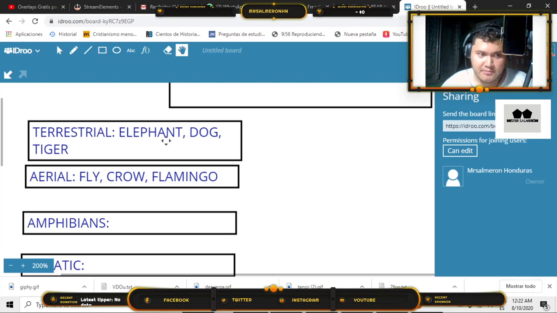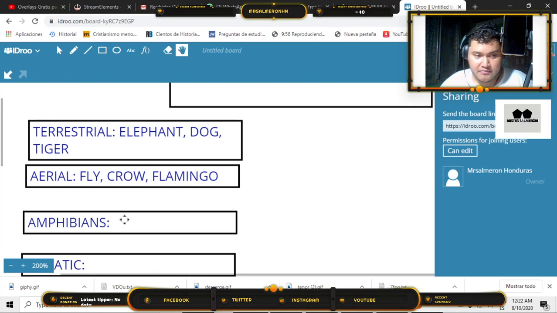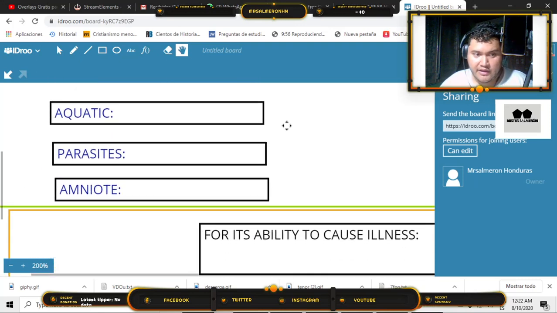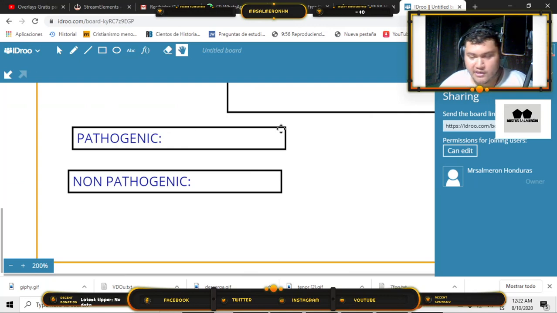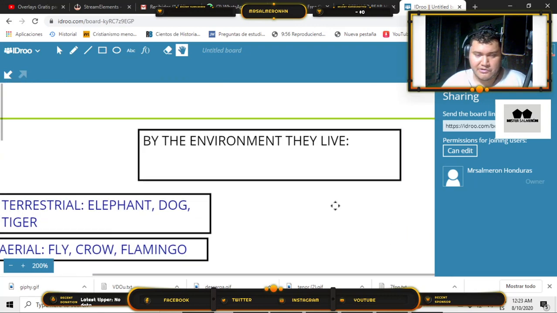3 examples of terrestrial animals, 3 examples of aerial animals, 3 examples of amphibian animals, 3 examples of aquatic animals, 3 examples of parasites, 3 examples of amniote. Then, for its ability to cause illness, 3 examples of pathogenic organisms, 3 examples of non-pathogenic organisms, and then you continue. Because of the complexity of their body, 3 examples of unicellular organisms, 3 examples of multicellular organisms. By the food they eat, 3 examples of herbivores, carnivores, detritivores, omnivores, frugivores, and like that until you finish all the different classifications. This activity is very long, so you're going to take a long time.